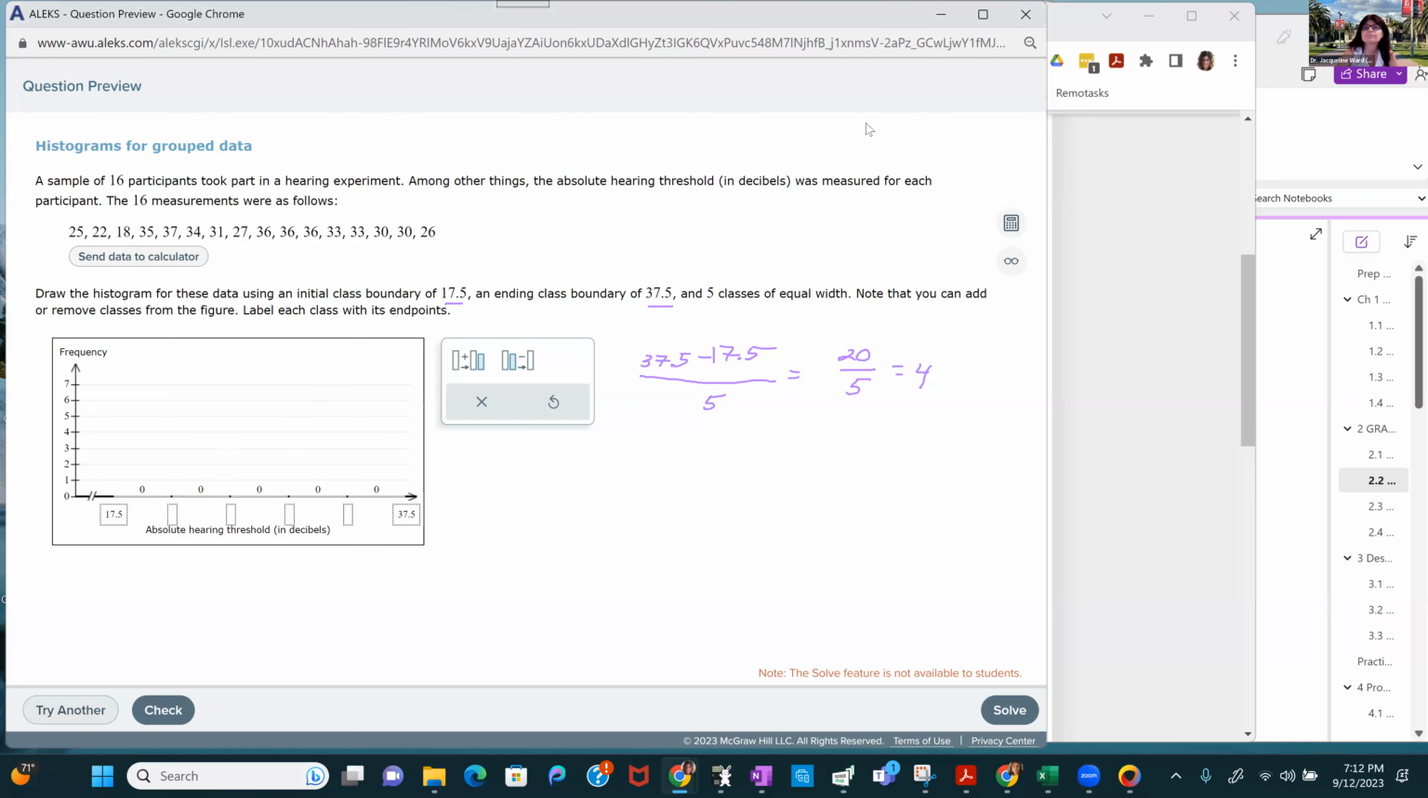So you're going to add four, because that's the width here. Add four, add four, add four, add four. If you add four five times, you would have added 20, and that takes you to 37.5. And again, we can see 33 and a half plus four is 37 and a half.